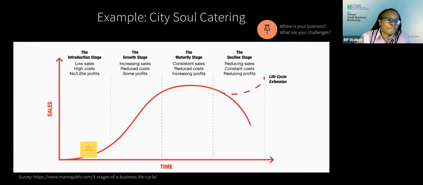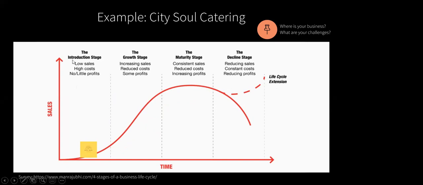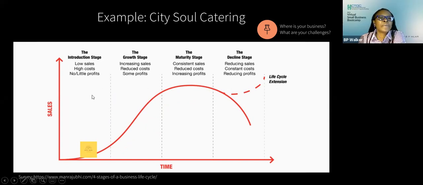So for our fictitious City Soul Catering, I put them in the introductory stage because they were 3 years old. But that was not the driving force. The driving force was that they had low sales and high costs, and they weren't generating a whole lot of profits yet. The owner might be able to pull a little bit of a salary out, but we're not there yet. So it was just in the early stages.